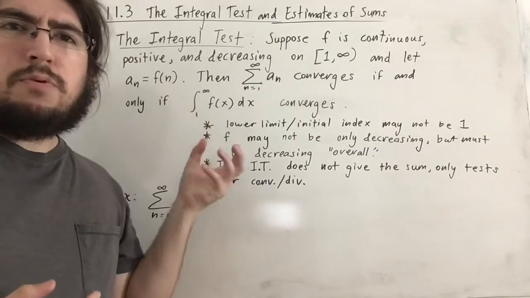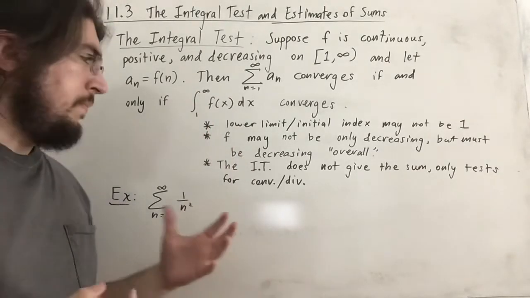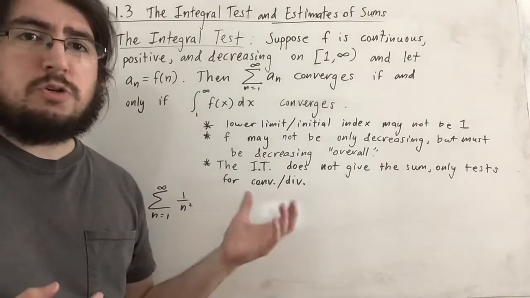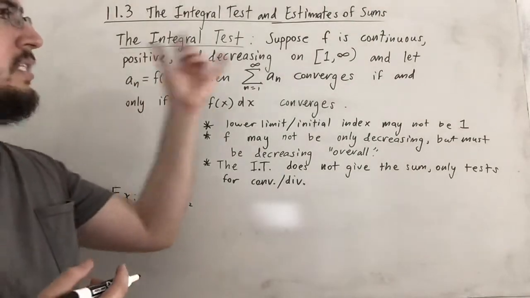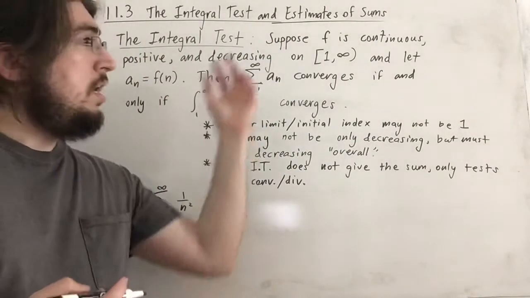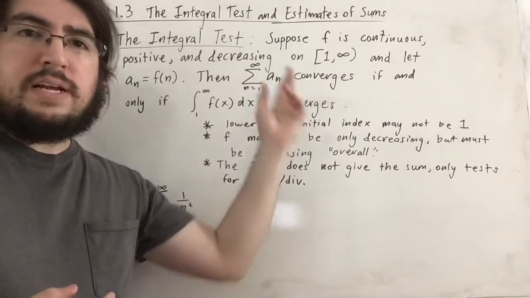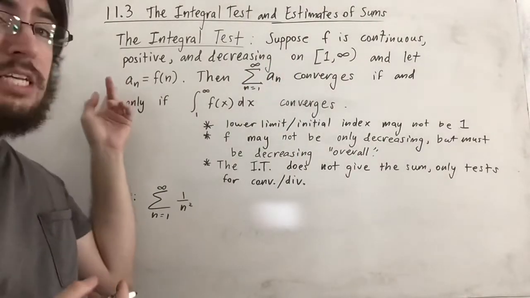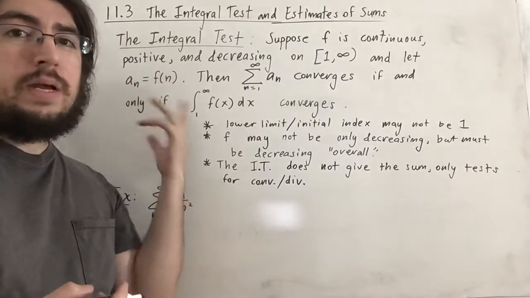And I won't actually prove the integral test to you, but I'll explain a little bit with the example why the integral test is true. So the integral test says suppose f is a continuous, positive, and decreasing function on the interval [1, infinity), and let a sub n be f evaluated at n.